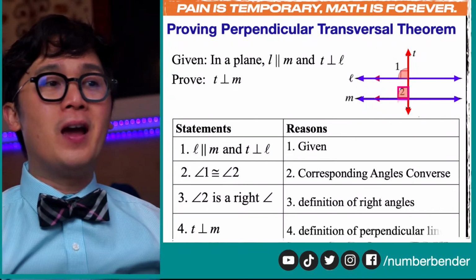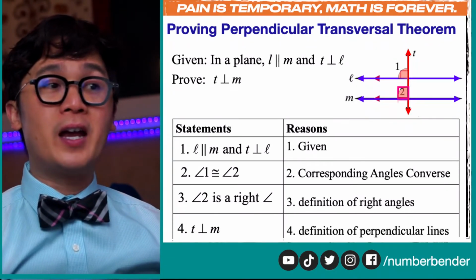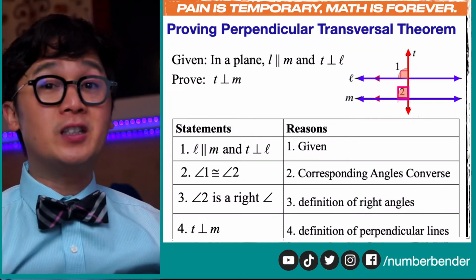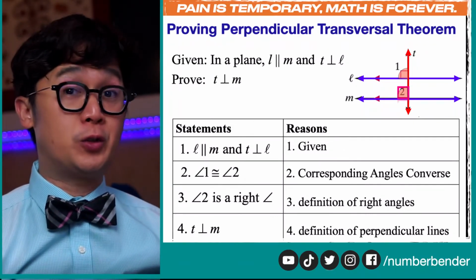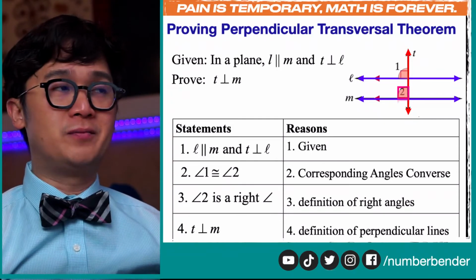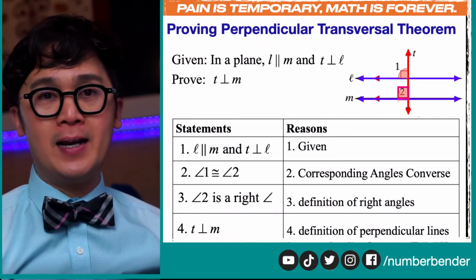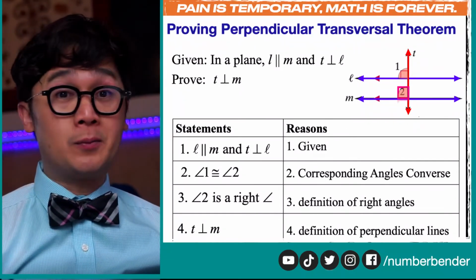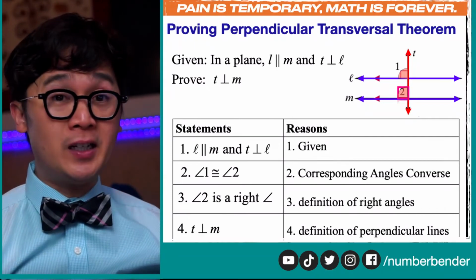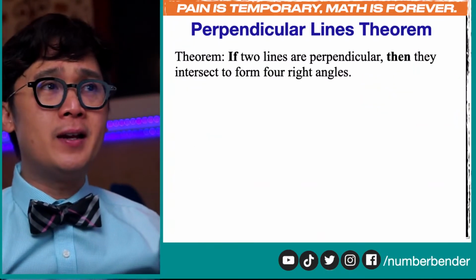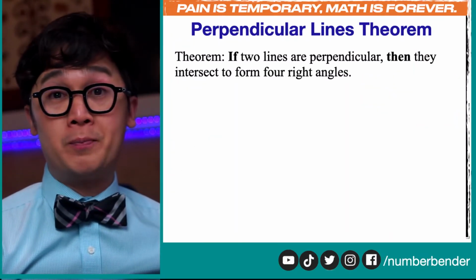So now that the definition of perpendicular lines proves that T is perpendicular to M, we're finished with our two-column proof. So this is how we use our theorems in answering problems similar to this one. So let's continue and work on some theorems on perpendicular lines.